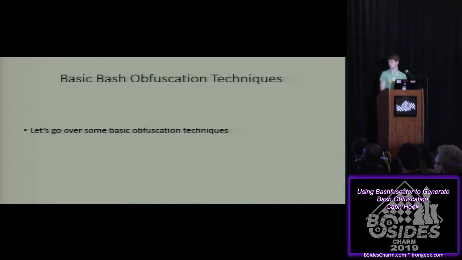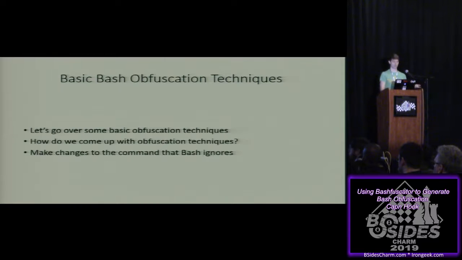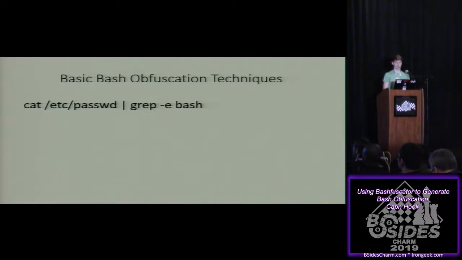Let's go over some basic obfuscation techniques you can do with bash, right? How do we come up with obfuscation techniques? Well, we make changes to the command that bash ignores. So you pepper the command or just manipulate the command in such a way that when bash is parsing it, they're almost kind of like no-ops in assembly. It's like peppering an assembly program with a bunch of no-ops around it. So when bash is actually parsing and executing it, it just ignores that stuff. But if you're looking at it, it obviously breaks it up. The more drastic, the better.